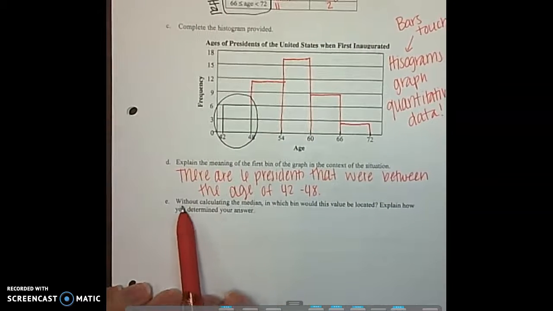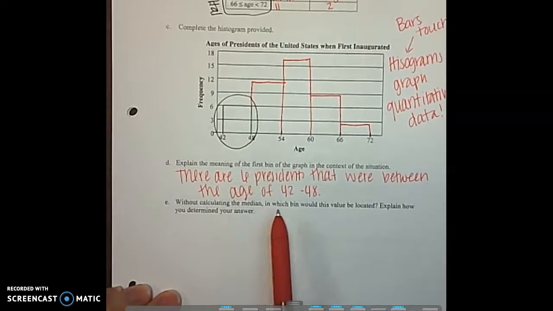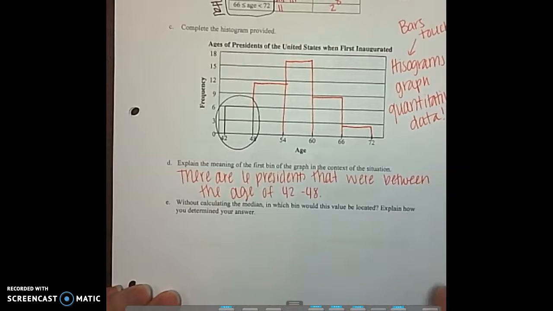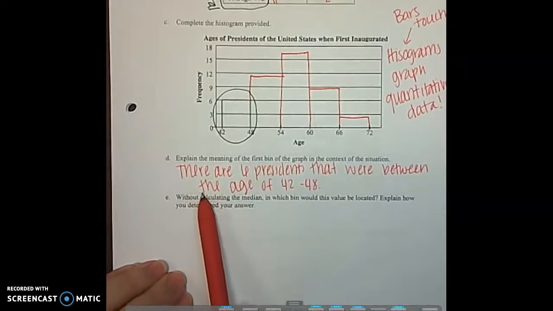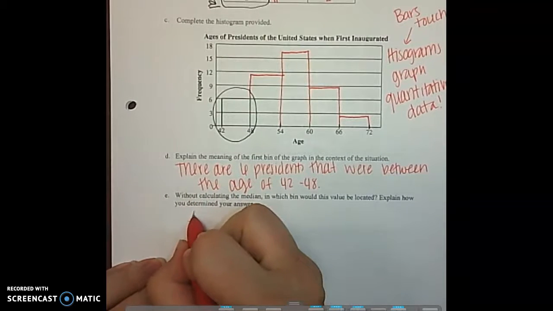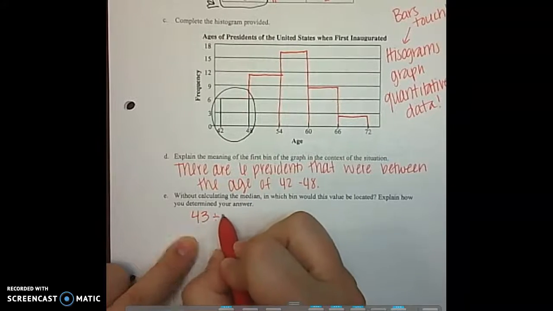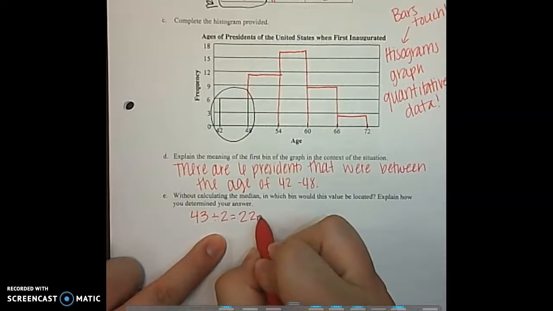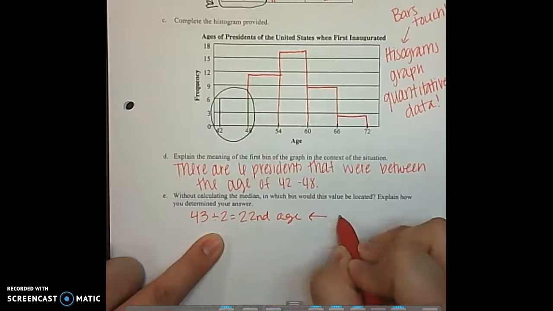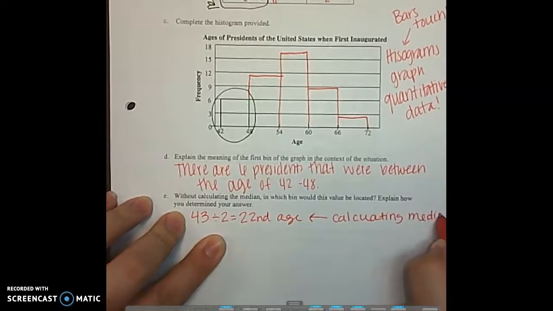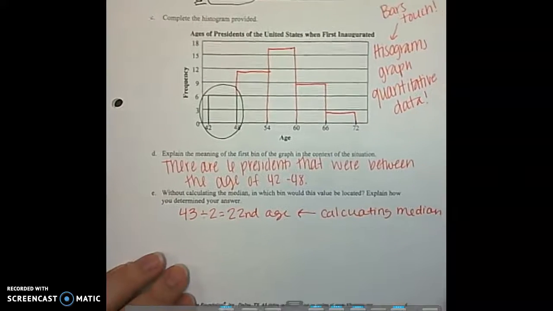All right, then on E it says, without calculating the median, in which bin would this value be located? Explain how you determined your answer. So this question is a little bit difficult when asked about without calculating the median. If they were asking us to calculate the median, all we would have to do is take the total number of data values, which is 43, and divide it by 2 to get the 22nd age. But that would be calculating the median. But they want us to do it without calculating the median.